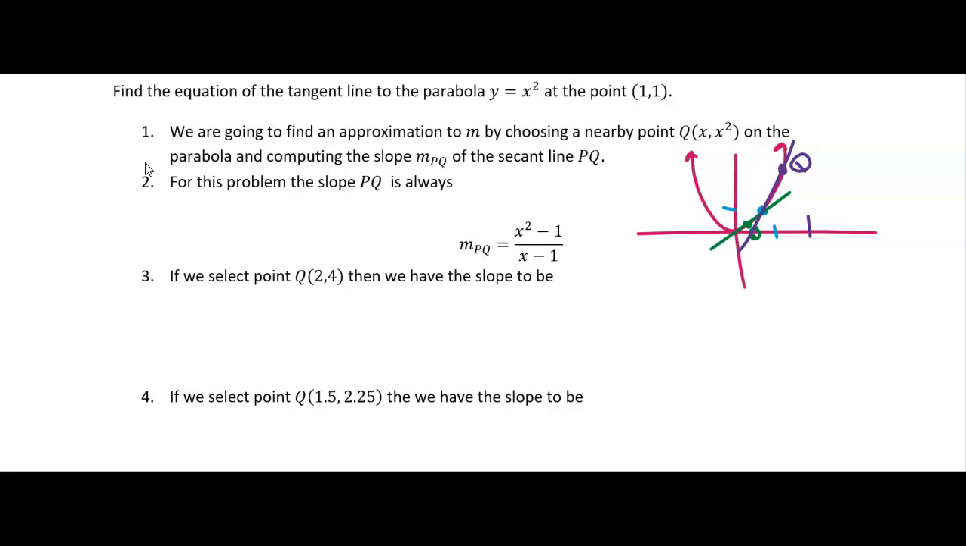So we're going to select Q to be (2, 4). That's more like the purple example. If we find the slope of PQ for the purple example, it would be 4 minus 1 over 2 minus 1. So you get 3 over 1. Does that meet my anticipated slope? Yes. It's increasing and positive.